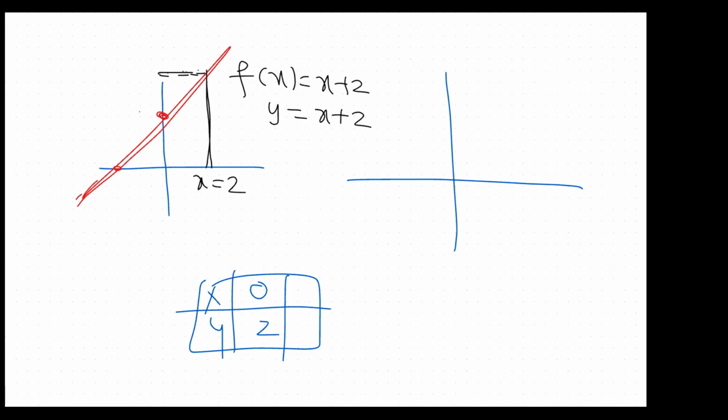Next, y 0 I gave as one value. What is x? Minus 2. It will be what, ma? Minus. Okay.